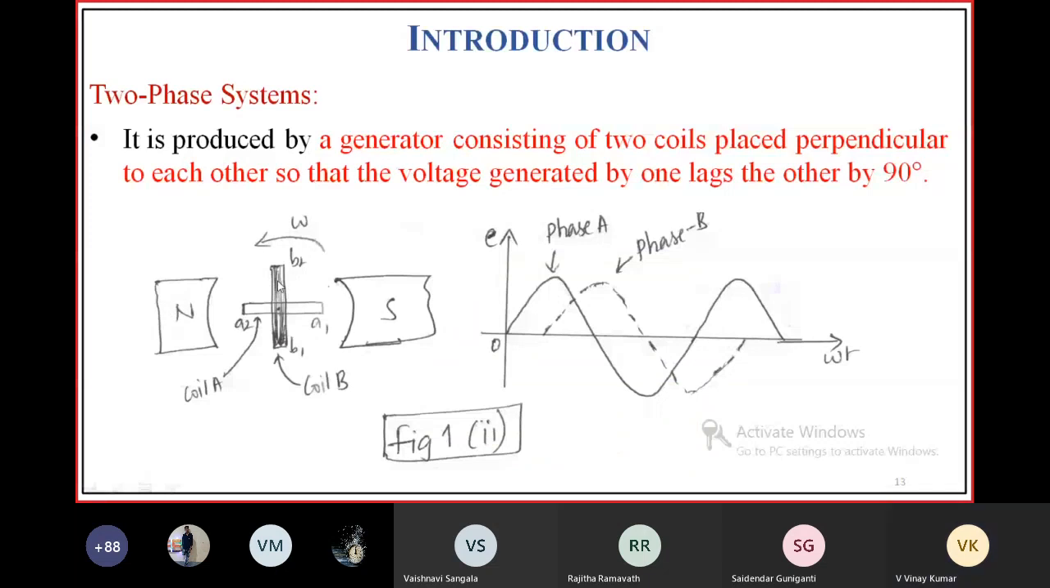Here we have only two armature windings. This is armature winding 1, and this is armature winding 2. This is a two-phase generator as it has two armature windings. If we rotate these two armature windings inside this magnetic field, this will produce two voltages. Now this is coil 1, A1, A2 is coil 1, or you can say armature winding 1.